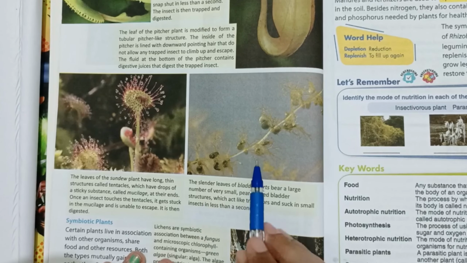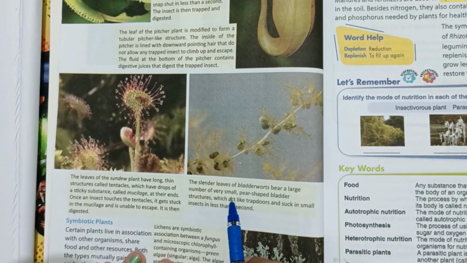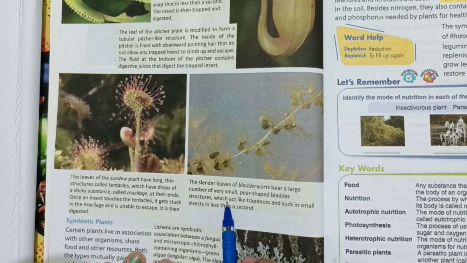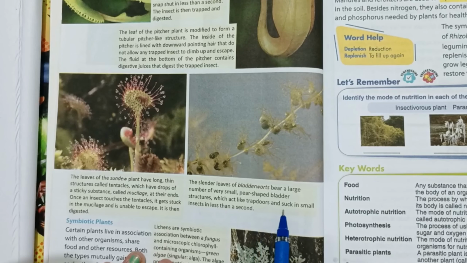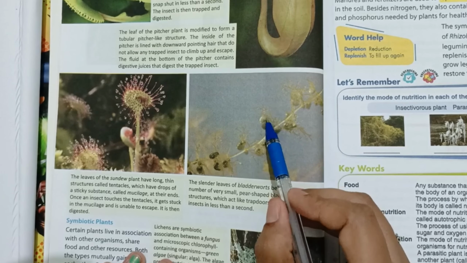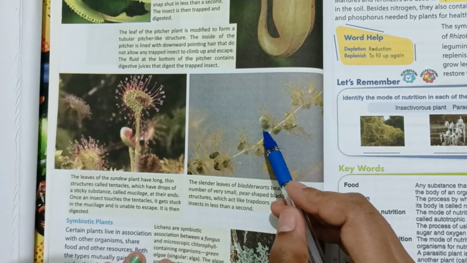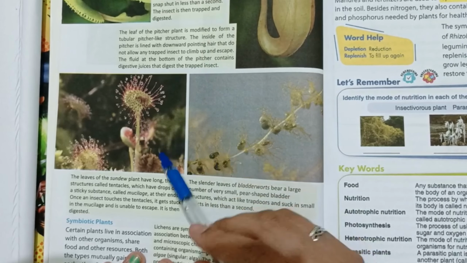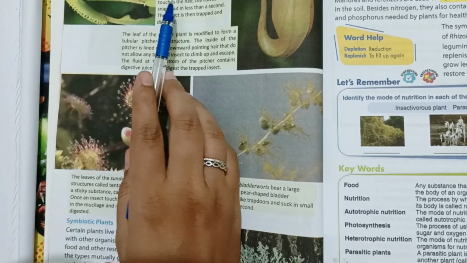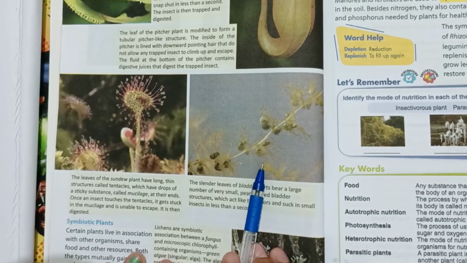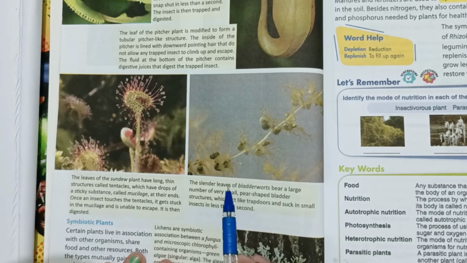Next, this is bladderwort. The slender leaves of the bladderworts bear a large number of very small pear-shaped bladders. You can see structures which act like trapdoors and suck in small insects in less than a second. When the insect touches them, they trap it and then it is digested. So these are the bladderworts. The four insectivorous plants we read about here are the Venus flytrap, pitcher plant, sundew or Drosera, and bladderwort. These are the insectivorous plants.